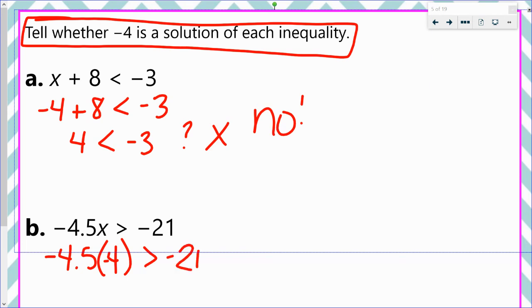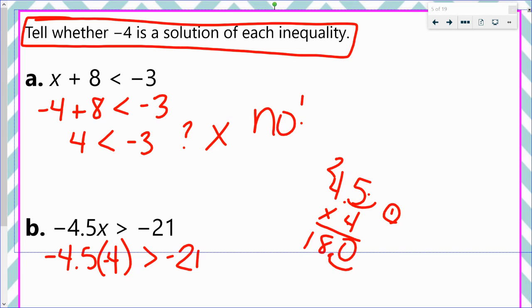Okay. And now what I'm going to do is this is multiplication. So I'm just going to jump off to the side. I'm going to multiply. 5 times 4 is 20. 4 times 4 is 16, plus 2 is 18. Remember, you count your decimal spots. 1 spot, 1 spot. So it's 18. Also, it's negative times a negative, which is going to be positive.